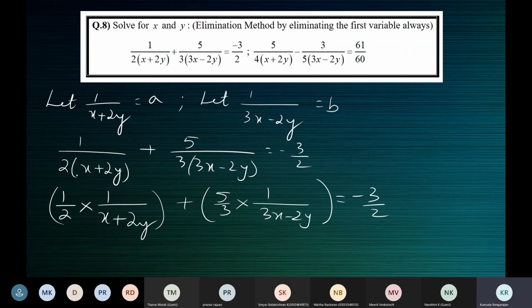This is how we split it, children. 1 by 2 into 1 by. See, now multiply the numerator: 1 into 1 is 1. Multiply the denominators: 2 into x plus 2y. Multiply the numerators: 1 into 1 is 1. This into this is 2 of x plus 2y. Similarly here, 5 into 1 is 5. And 3 into this one is what you see here.